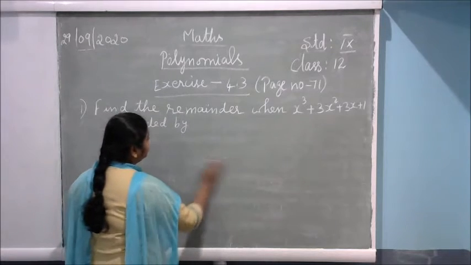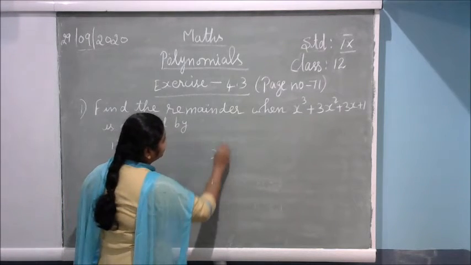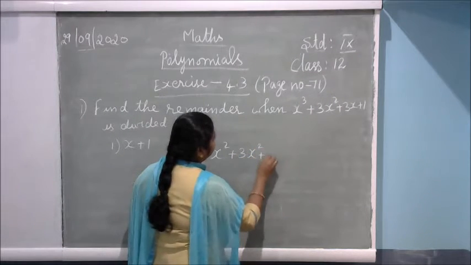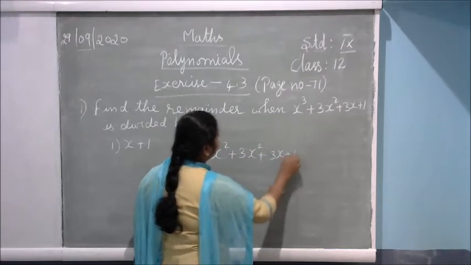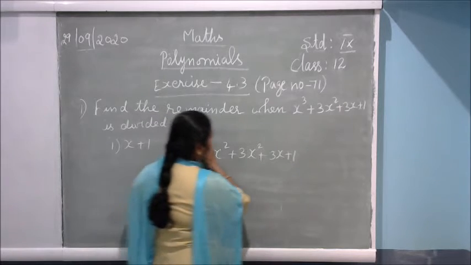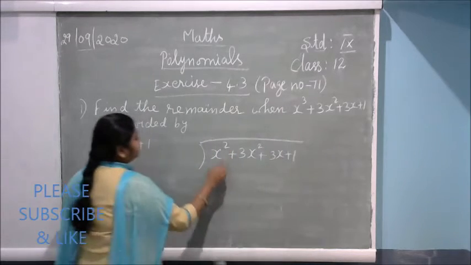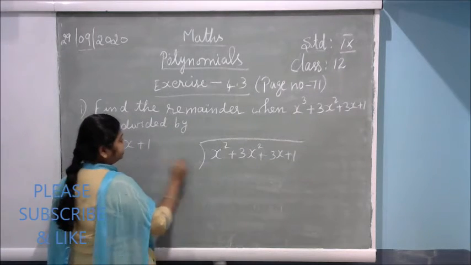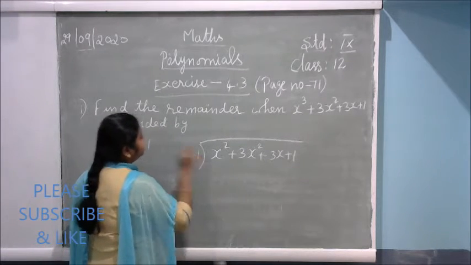See here, first, how do you write the dividend? x cube plus 3x square plus 3x plus 1. So this is the dividend. The dividend you will write inside. Outside will come the divisor. So the divisor you have to write first.